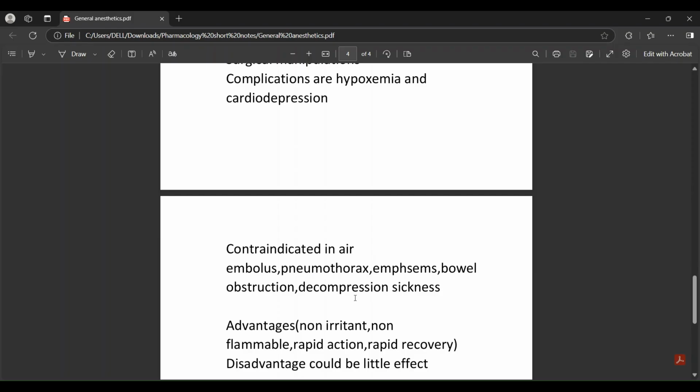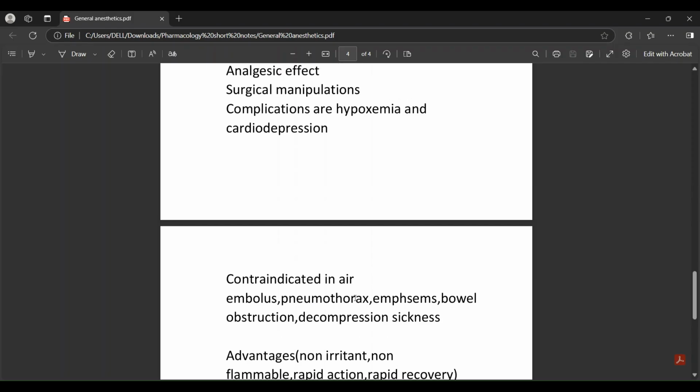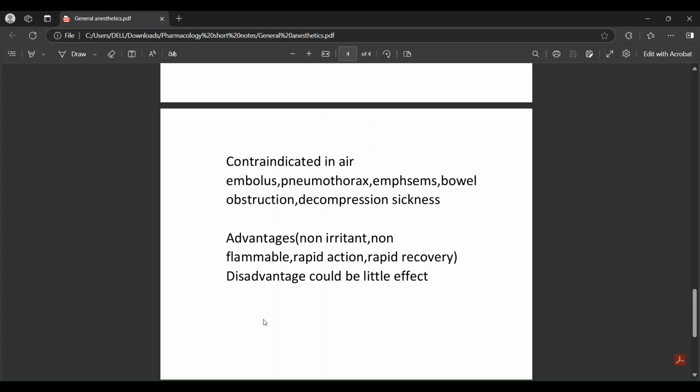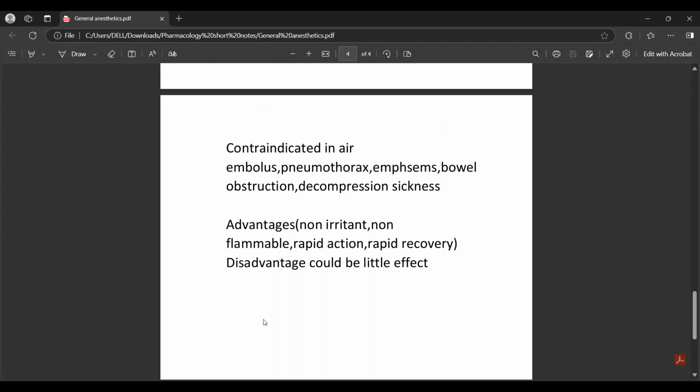So when you introduce nitrous oxide into trapped air, it will inflate it, and that will cause complications. The advantages of nitrous oxide are that it is non-irritant, non-flammable, with rapid action and rapid recovery. Disadvantages could be a low effect, comparatively low potency.